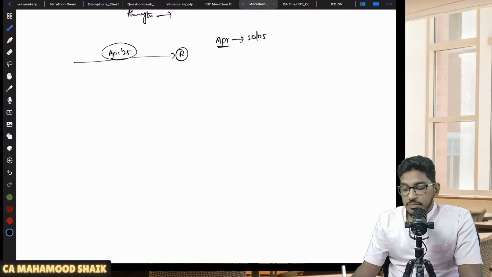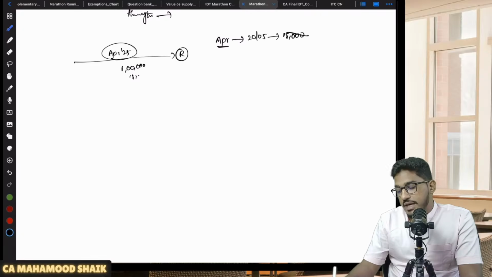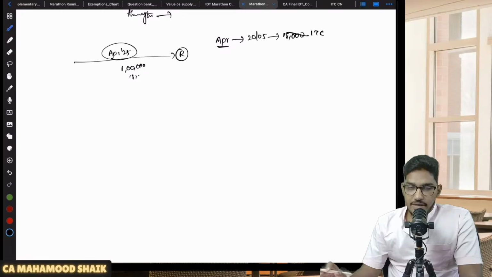While filing my return for the month of April, I did not claim ITC. Let us say I have an invoice worth 1 lakh, on which 18,000 rupees of GST is there. Because of some reason, that 18,000 rupees of ITC I did not claim. The invoice amount is reflected in my GSTR 2B also, and I received the goods also. So all the conditions are fulfilled, but let us say I forgot, or because of some reason I did not claim the ITC in the month of April.